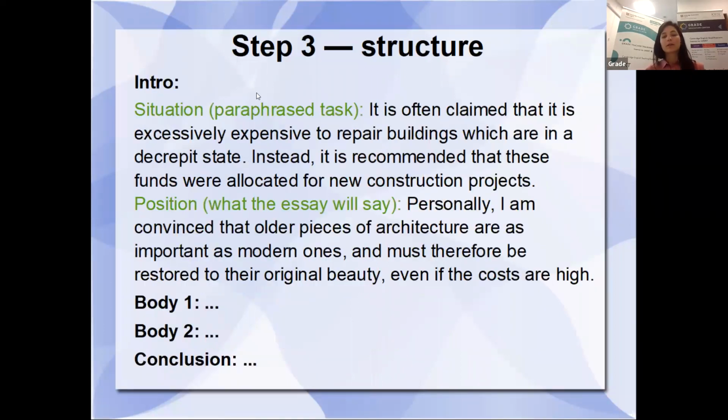Yeah, basically, this is the structure of our introduction. So we have a situation, paraphrase, task, and our position, what the essay will say, and body 1, body 2, conclusion. Now, somebody mentioned that there should be reasons to support and the conclusion. Yeah. So in body paragraphs, there should be reasons. Agree, absolutely. What should be in the conclusion if we give reasons in body paragraphs?